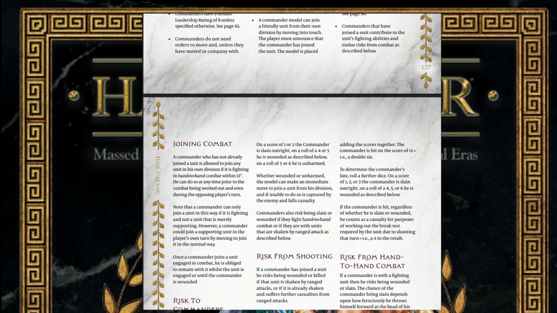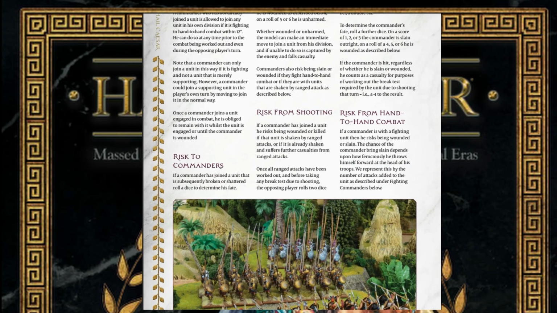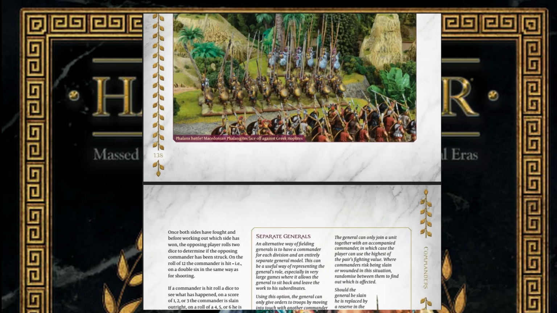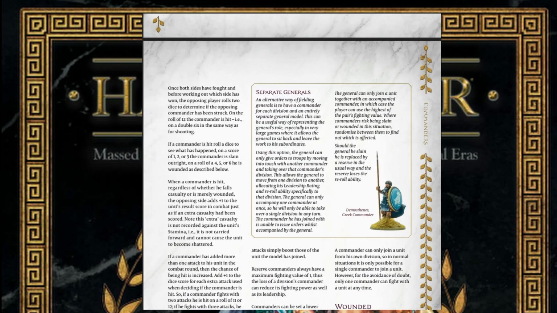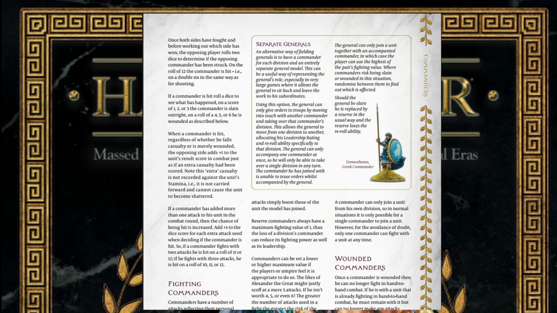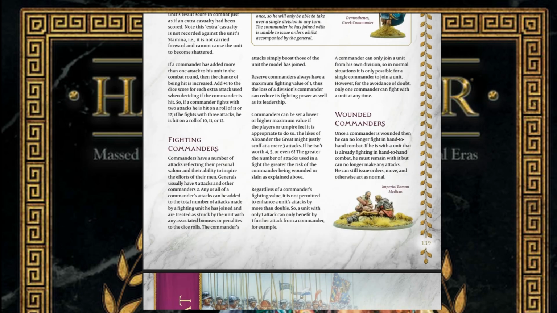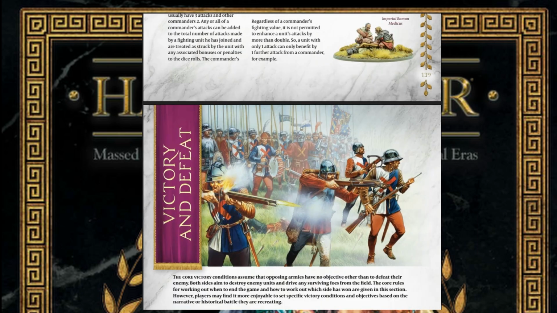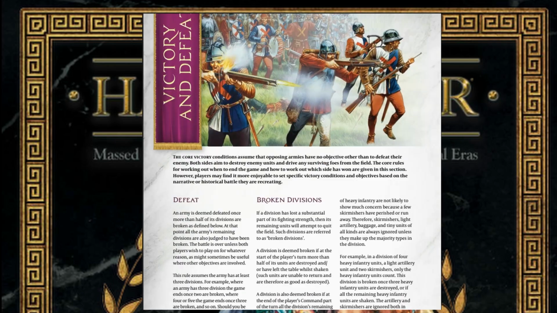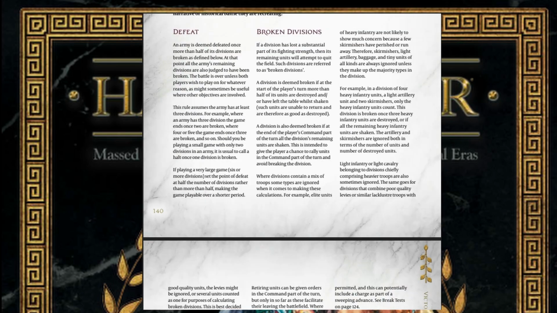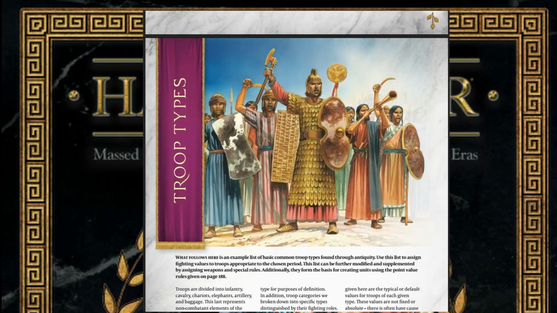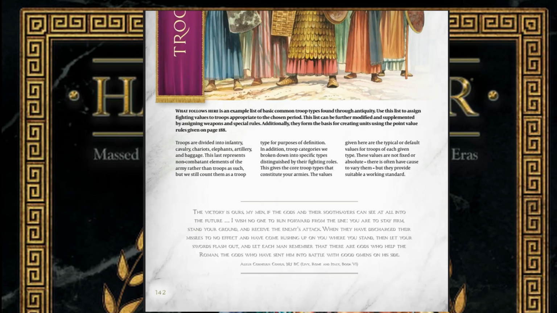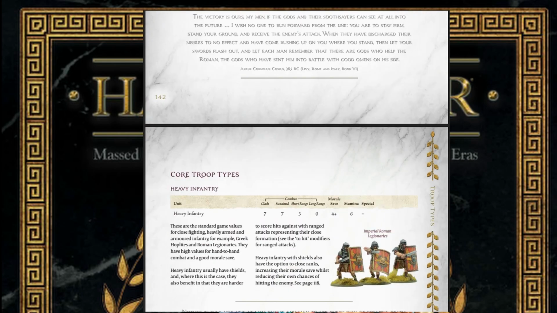So here is commanders joining combat, risk from shooting, risk from hand-to-hand combat, the same things you've seen in the previous, but still the layout and the way that's explained, and the beautiful photographs I think make it very interesting. And then you have victory and defeat, and it explains to you broken divisions and how you win a battle. Then you go and say troop types. Troop types, it's quite good because you can create your own troops by all this information you have.